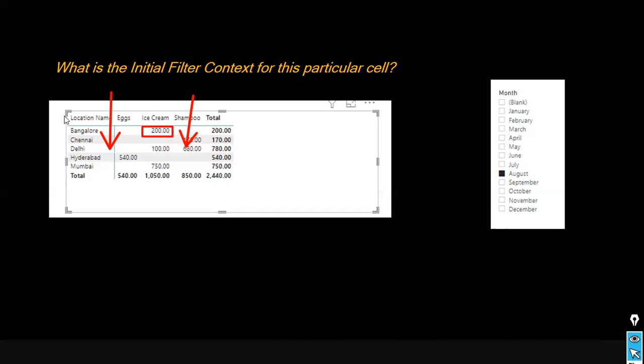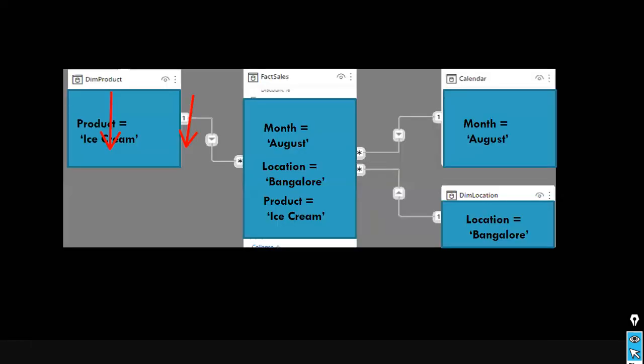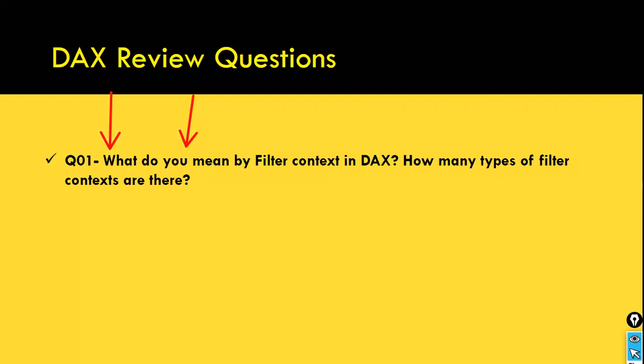So in this case, what happens? It goes beyond the filter context, goes beyond the rows in the matrix, right? And in addition to the matrix, it goes by the slicer also. This is how it works. Behind the scene, this is what is happening.